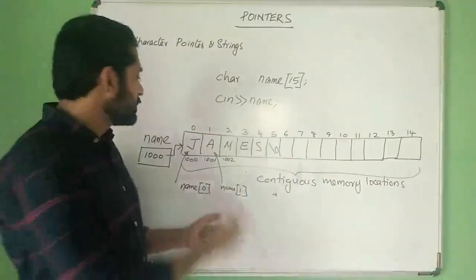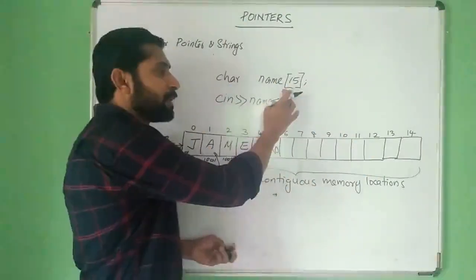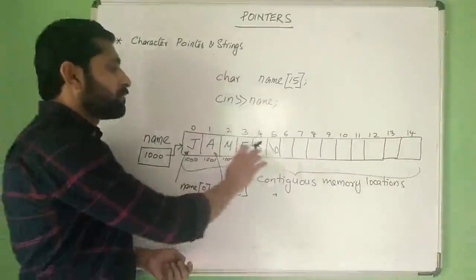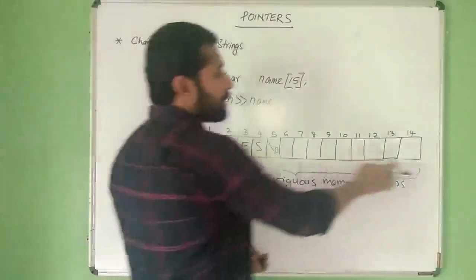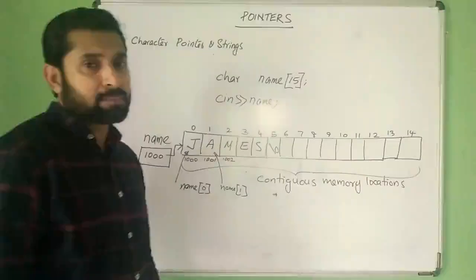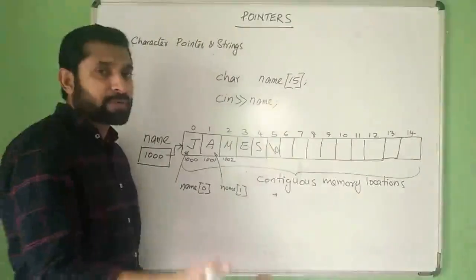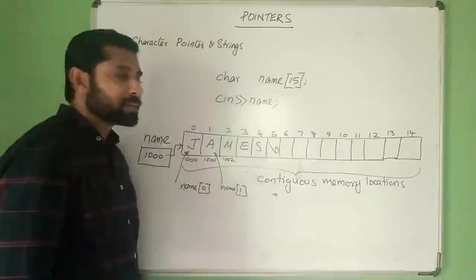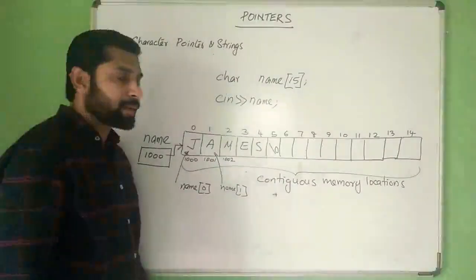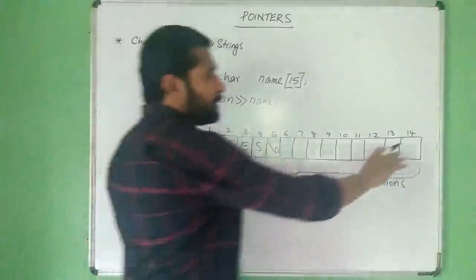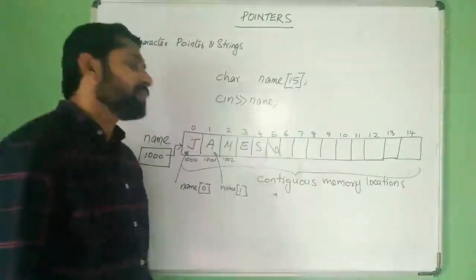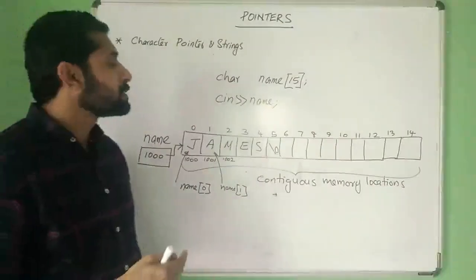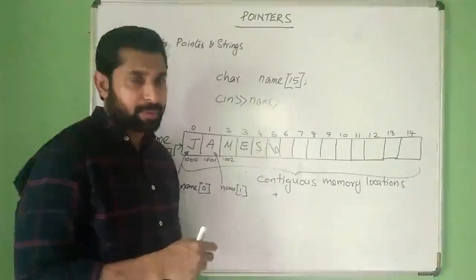The first one is, suppose we have reserved here 15 bytes, but the name is James, it uses only 5 plus 1, 6 bytes. The remaining 9 bytes are wasted. So there is a chance for wastage of memory. And suppose a larger name which contains more than 15 letters is inputted. What happens? That name will be truncated. So there is sometimes insufficiency of memory as well as a chance for wastage of memory.